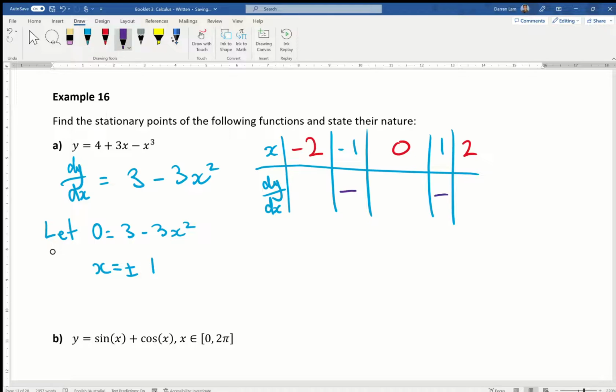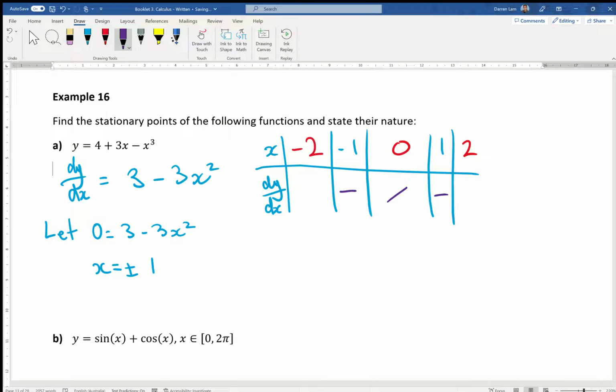I'm going to substitute one of these values in. 0 is easiest for me. Again, remember, I'm substituting into the gradient function. So substituting 0 for x here is going to end up being 3. So it's a positive value because it's 3 minus 0. Therefore, it's going to look like that.